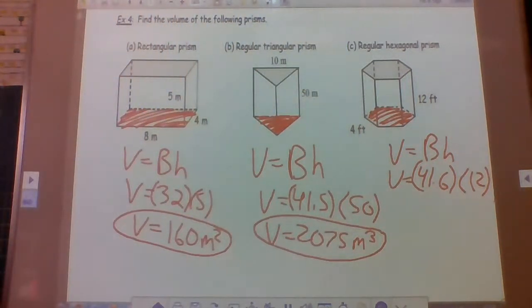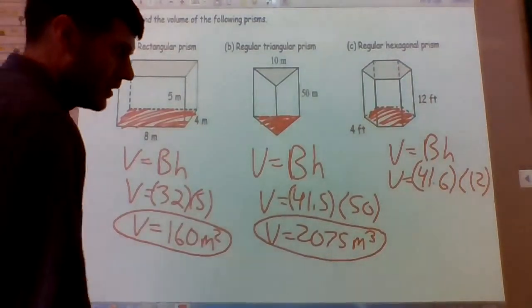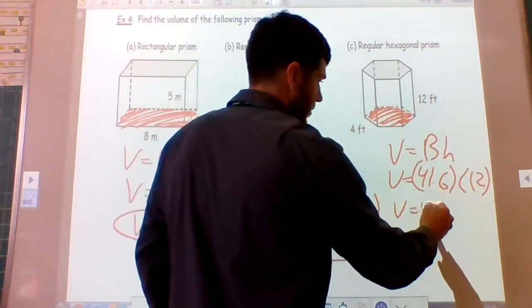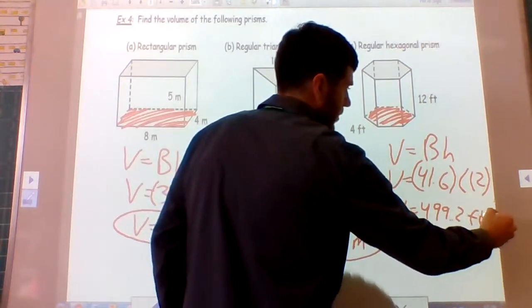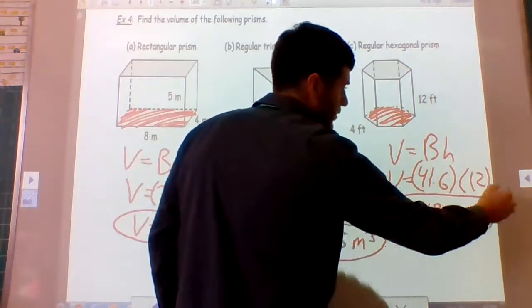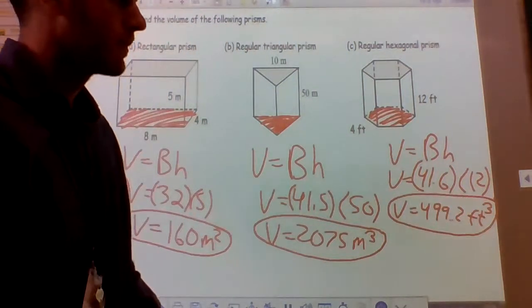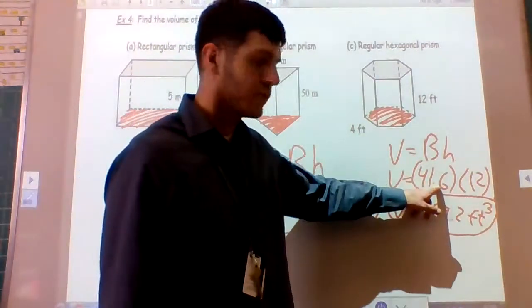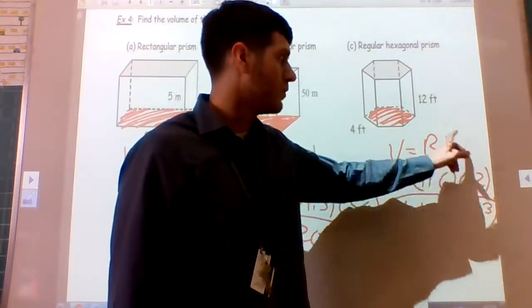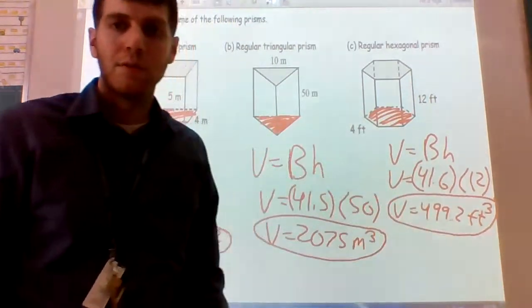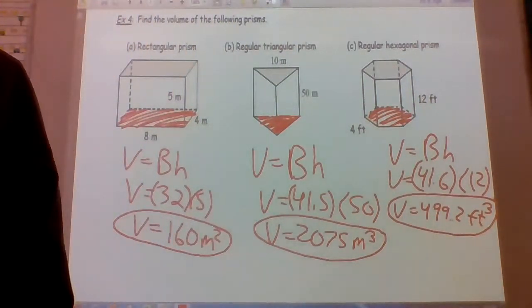So it's 41.6 times 12 feet. We're getting 499.2 feet cubed. And again, it's cubed because it's three-dimensional. The area of the base was feet squared, 41.6 feet squared, times 12 feet in height gives us feet cubed, 3 dimensions.